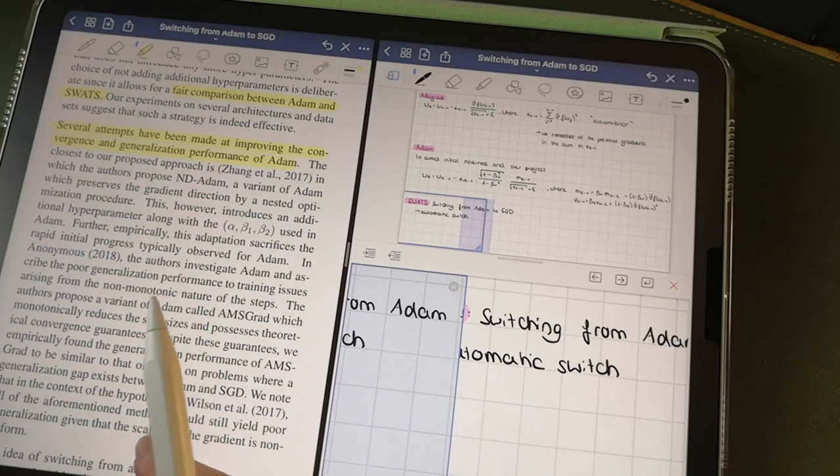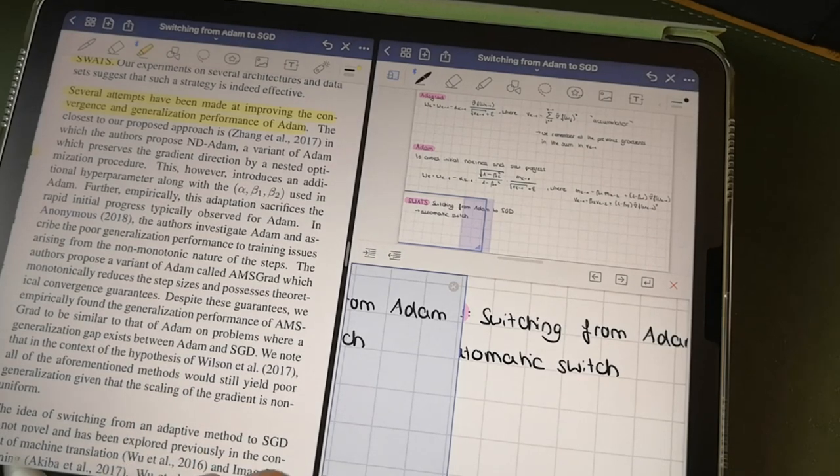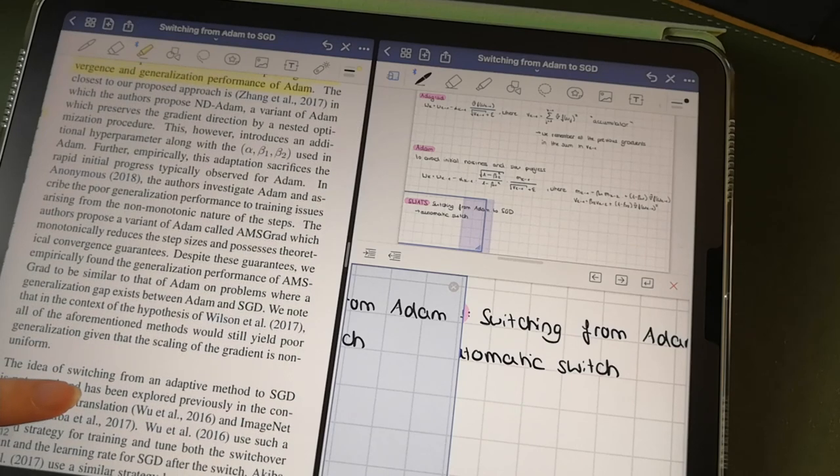In Anonymous 2018, the authors investigate Adam and attribute the poor generalization performance to training issues arising from the non-monotonic nature of the steps. The authors propose a variant of Adam called AMSGrad, which monotonically reduces the step sizes and possesses theoretical convergence guarantees. Despite these guarantees, we empirically found the generalization performance of AMSGrad to be similar to that of Adam on problems where a generalization gap exists between Adam and SGD. We note that in the context of the hypothesis of Wilson et al., all of the aforementioned methods would still yield poor generalization, given that the scaling of the gradient is non-uniform.